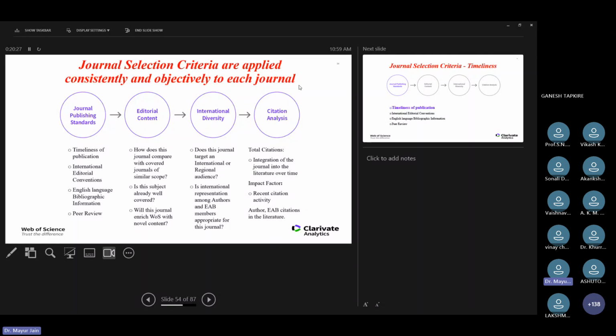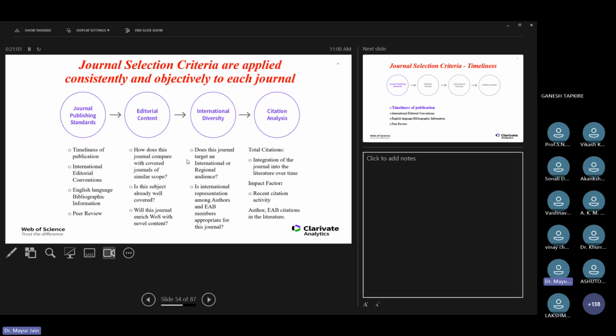Whether it is Springer, MDPI, Emerald, Sage, or Wiley, for any different type of journal you can obviously apply your criteria. So what are those criteria? You can see timelines of the publication, international editorial convention, English language information, peer review process, and how this journal compares with a cover journal of similar scope. Is this subject already well covered? Will this journal enrich WOS, that is Web of Science, with novel content? I think all those different criteria must be considered while selecting your journal.